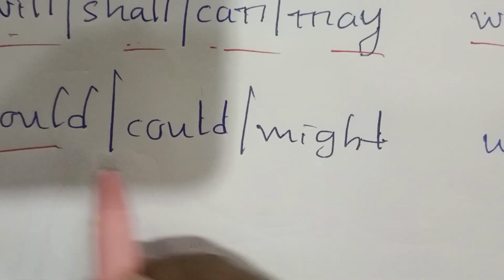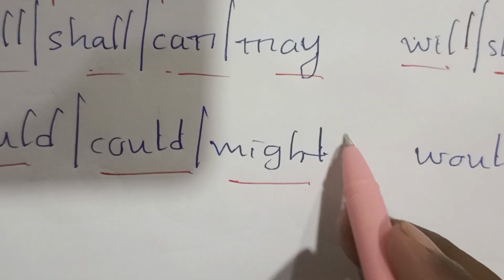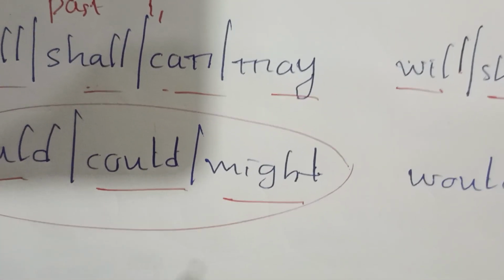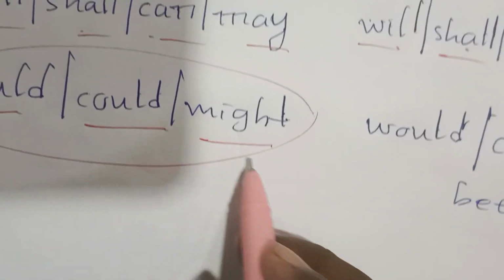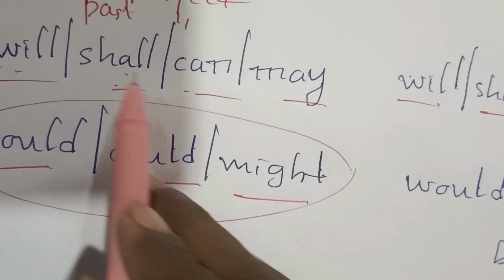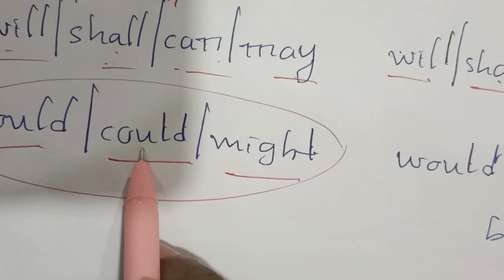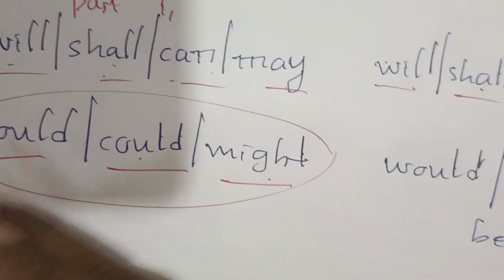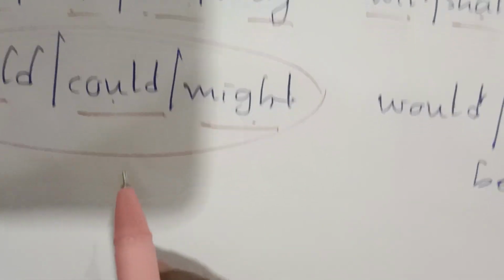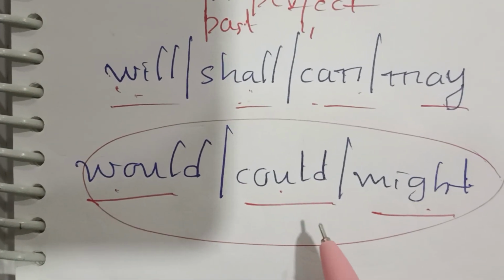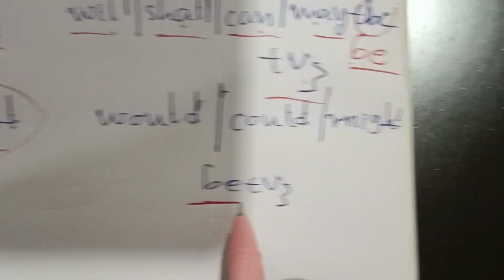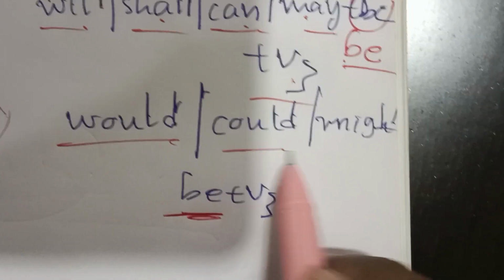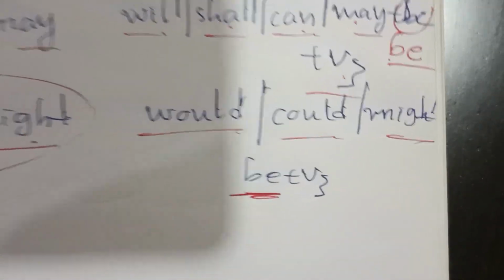Next, would, could, might. Such words are helping verbs, auxiliary verbs. Okay, these are modal auxiliaries: will, shall, can, may, would, should, could, might. So when modal auxiliaries are there in active voice, we have to use the same helping verbs, and additionally we use be.